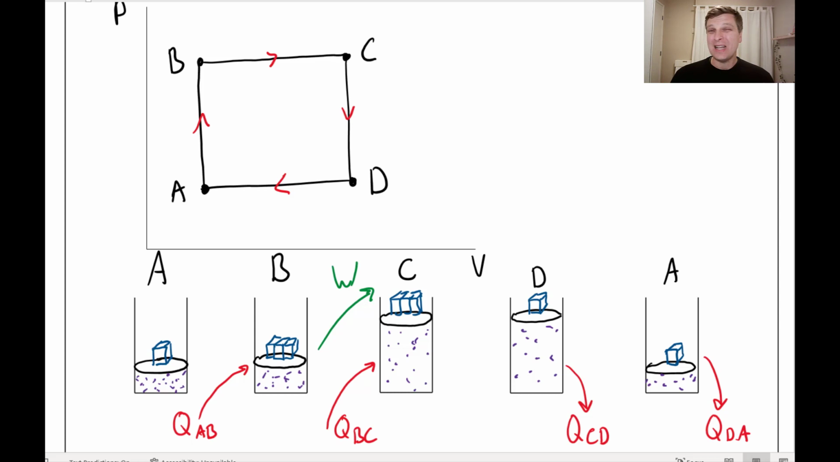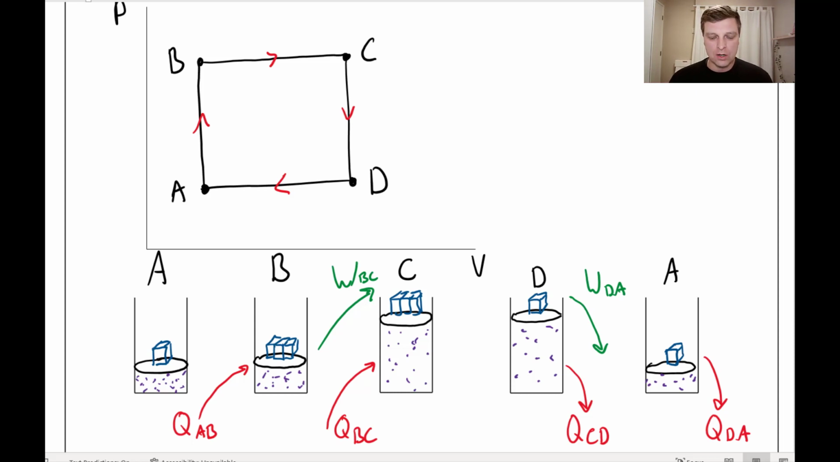You'll notice that that's not the only step where work was done, right? So work was done by the gas for us in this step right here. I'll call this work BC in that step. But work was also done on the gas in this step right here, DA. The thing to recognize is that work in this step was done on the gas because the gas was compressed.